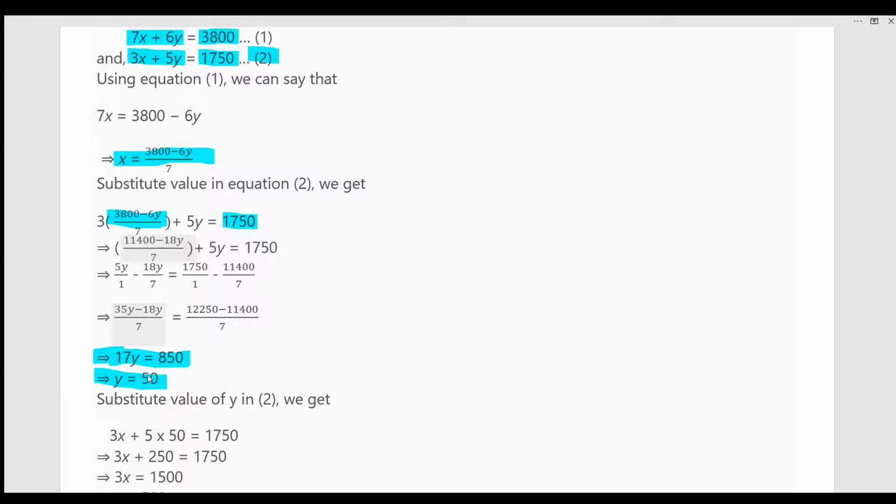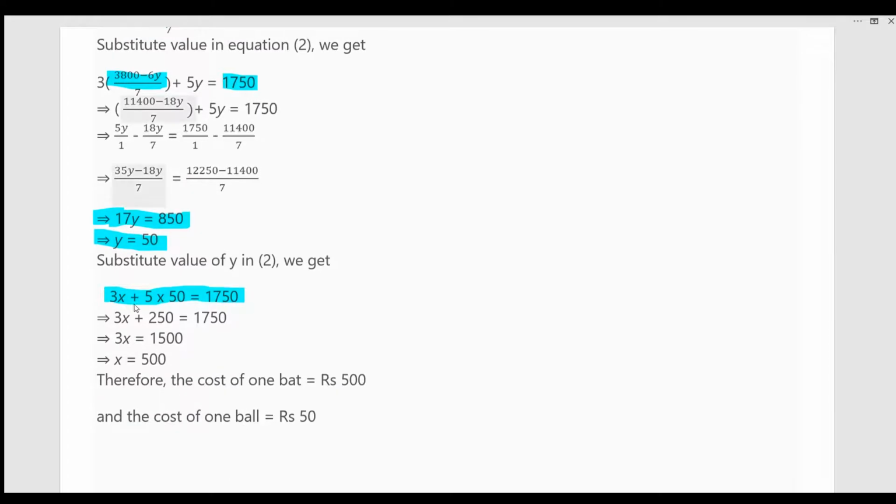Now let us substitute this value of y in equation number 2, in this equation. So you will get 3x plus 5 multiplied by 50, which is equal to 1,750. Again we will solve this equation and we will get the value of x as 500. So the cost of one bat is equal to rupees 500 and the cost of one ball is equal to rupees 50.